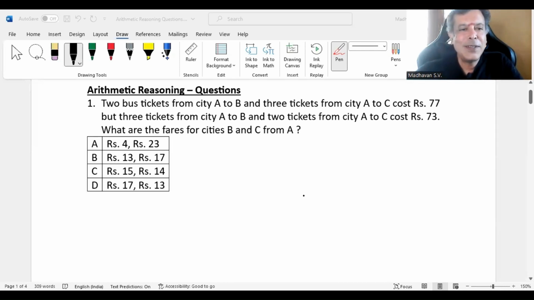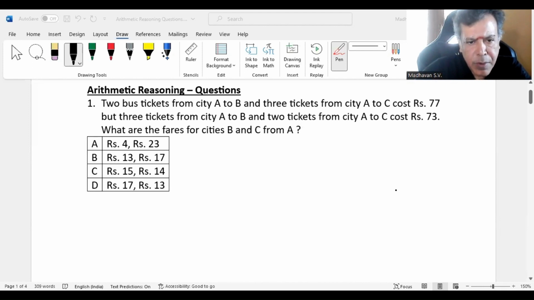Everyone. In this, we will understand how we solve some of the arithmetic reasoning questions. First one: 2 bus tickets from city A to B and 3 tickets from city A to C cost rupees 77. But 3 tickets from city A to B and 2 tickets from city A to C cost rupees 73. What are the fares from city A to B and C?